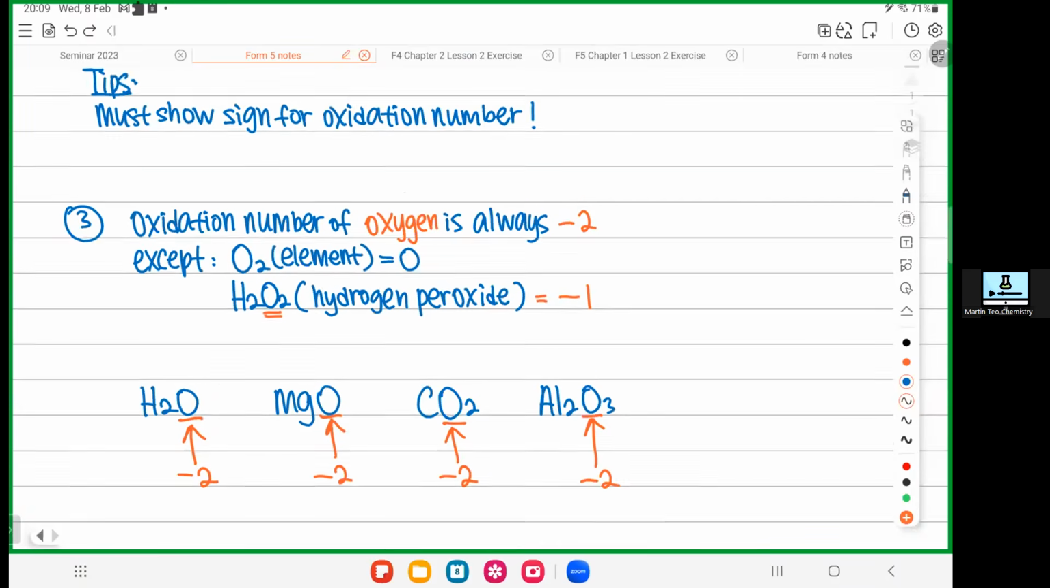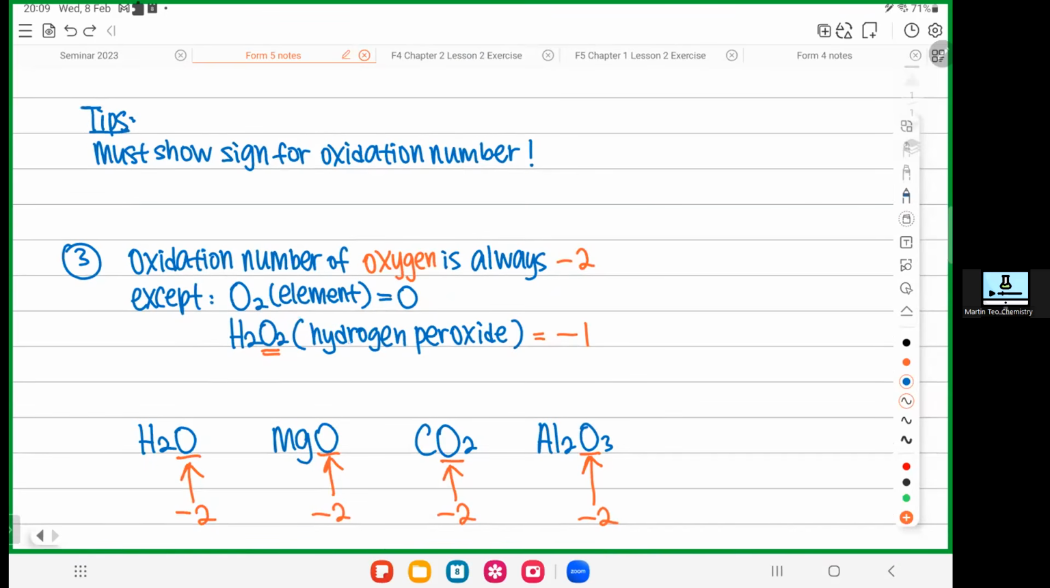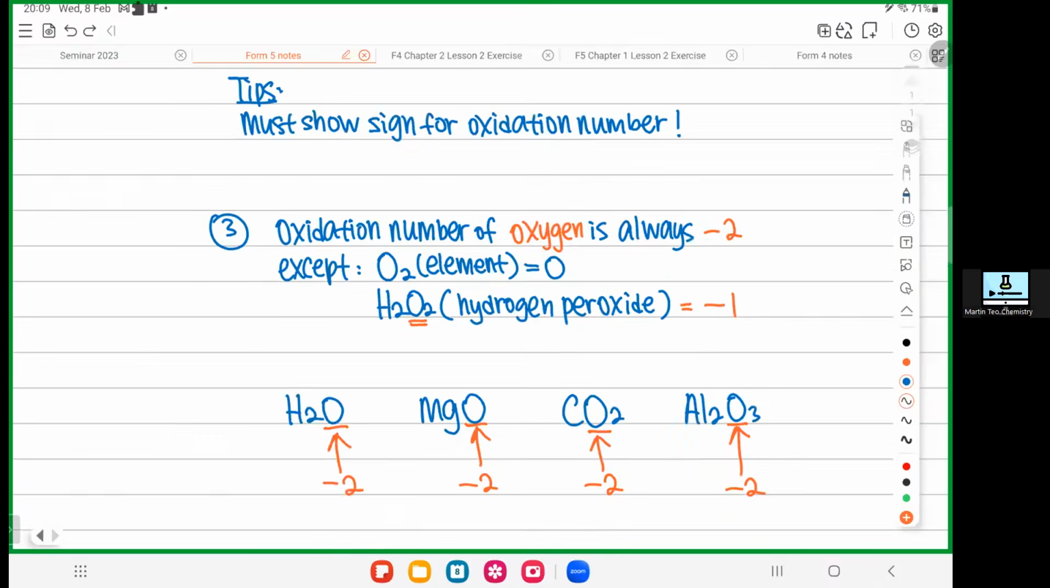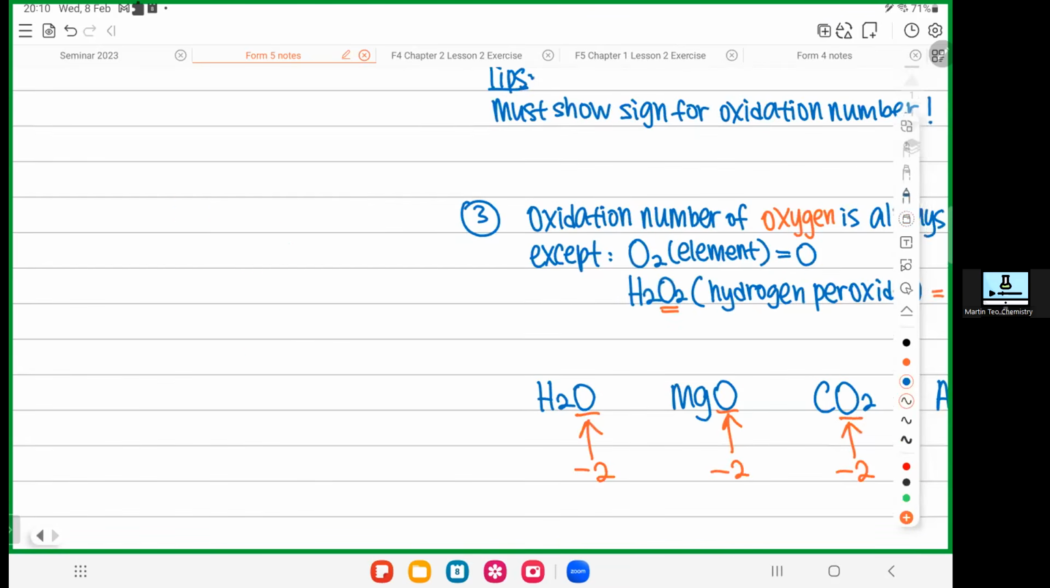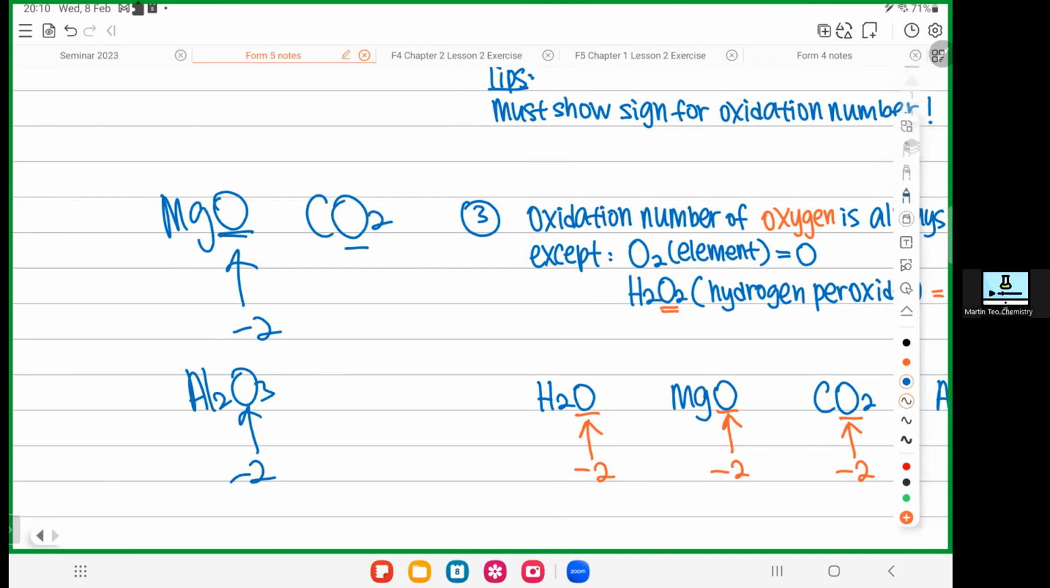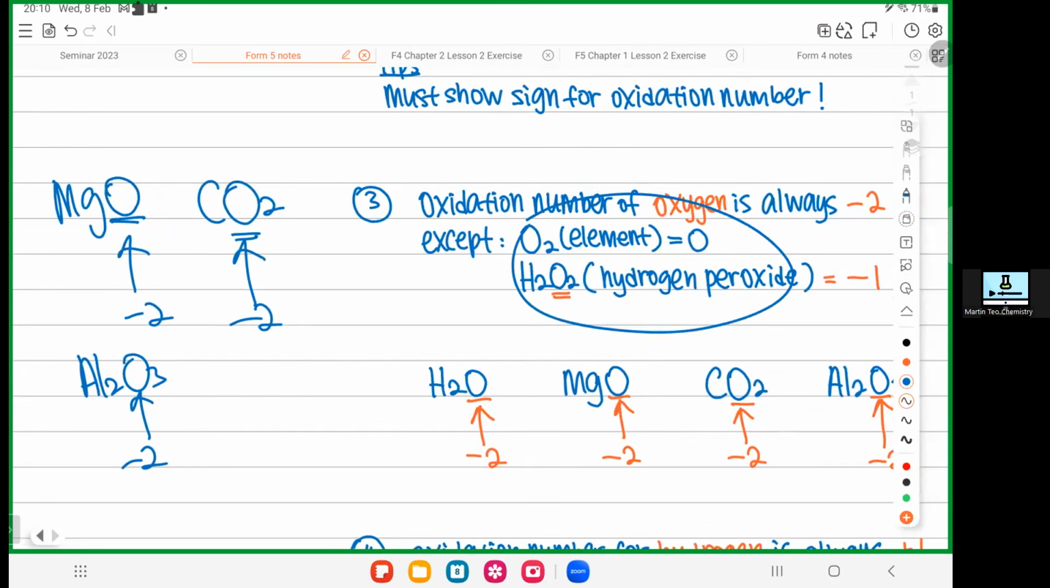Another one is H2O2. H2O2 is called hydrogen peroxide. H2O2 is just like water. Water has only one O, so you add another O, H2O2. This substance is called hydrogen peroxide. Hydrogen peroxide also has oxygen, but this oxygen is not -2. It is -1. Other than that, oxygen is always -2. Example, magnesium oxide, the oxygen is -2. Aluminium oxide, the oxygen is -2. Carbon dioxide, the oxygen is -2. So oxygen is always -2 except these two special cases.